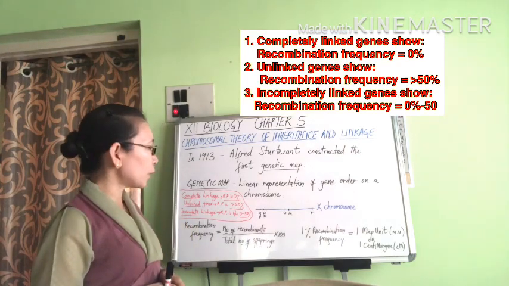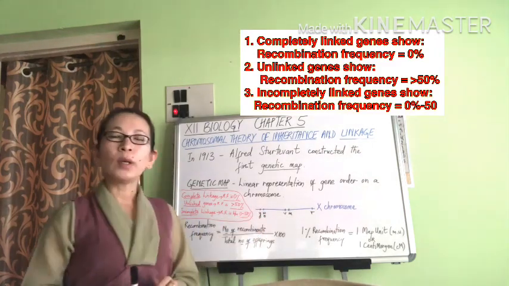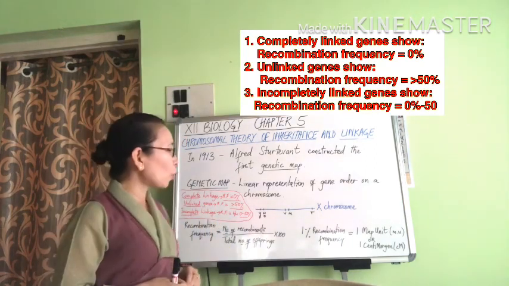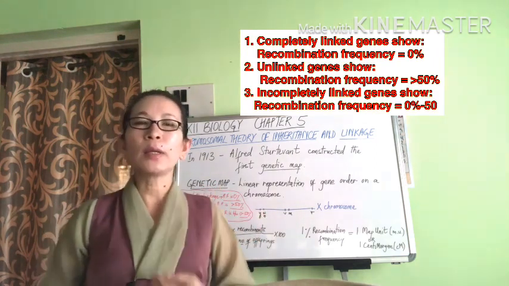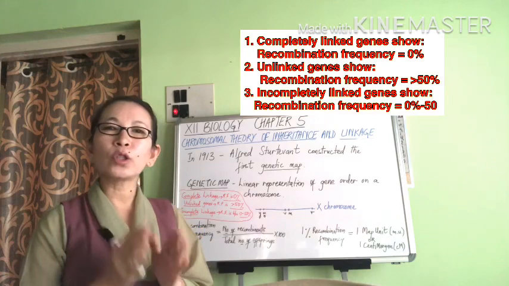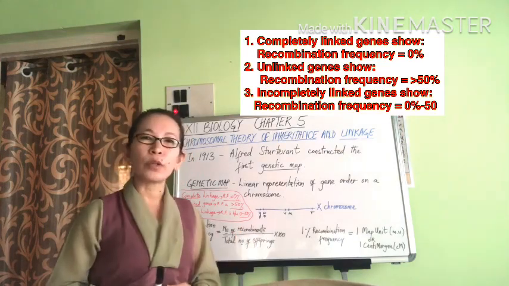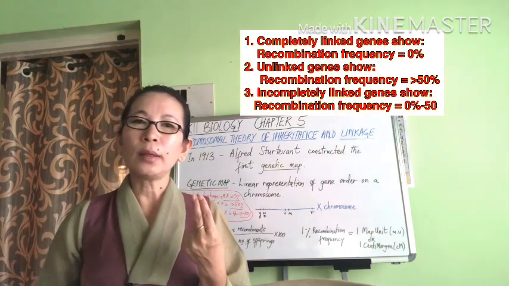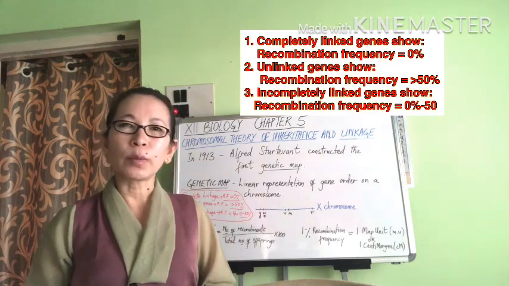What Sturtevant noticed was that the genes Y and W, or the genes Y and O, always showed the least recombination frequency. Such low recombination frequency is because they are very tightly linked with each other. So he placed the Y and W or Y and O genes very close together on the X chromosome because they showed very little recombination frequency. He said that whenever genes are tightly linked with each other, we would expect greater linkage and lesser recombination frequency.